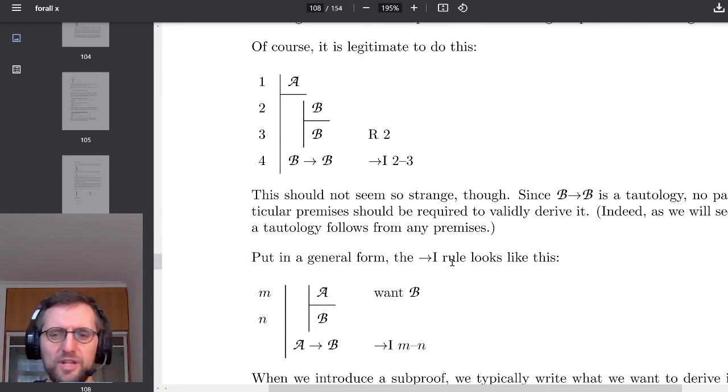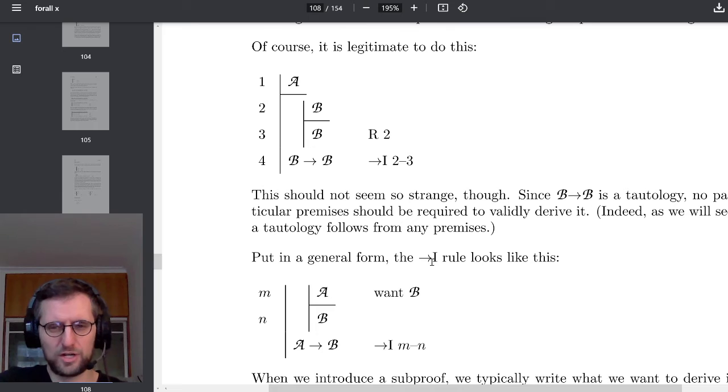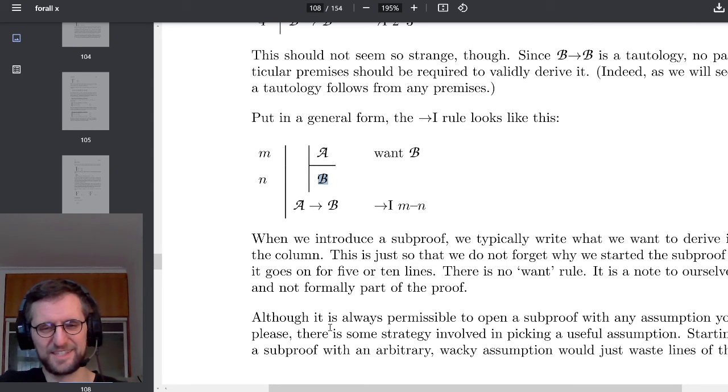So put in a general form, the introduction rule for conditionals looks like this. If we have M and N, and we have a subproof of A, and we want B, and then we have B. Holy guacamole, I don't understand this. So when we introduce a subproof, we typically write what we want to derive in the column. This is just so that we do not forget why we started the subproof if it goes for 5 or 10 lines. There is no want rule. It is a note to ourselves and not formally part of the proof.